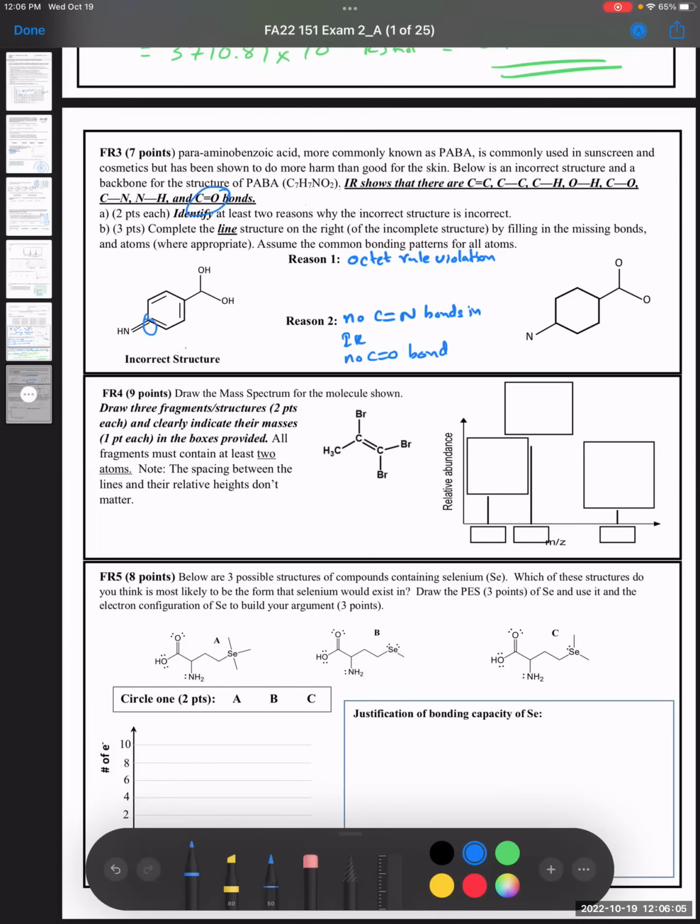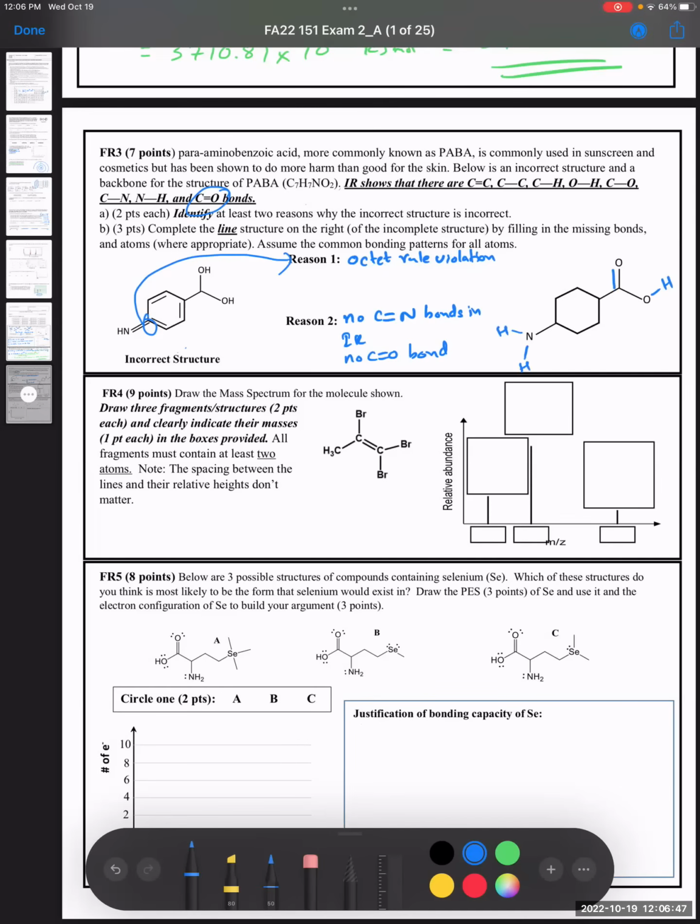Keeping that in mind, those are 2 reasons to get 2 points each. And then in part B, we need to complete the line structure to match the IR data and the information. So first of all, I need a C double bond O bond, right? So I'm going to include that over here. And then I have OH bonds. So here's the only OH bond I could have here. And then we have NH bonds. We're going to need 2 of them here, otherwise it's not going to fly.